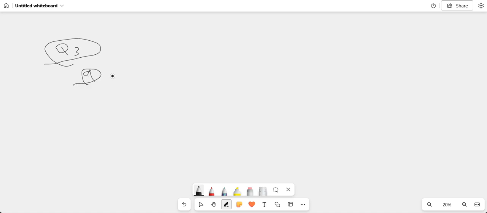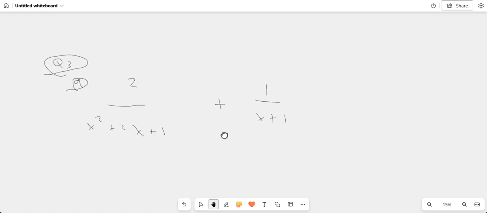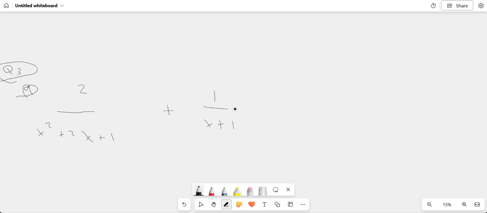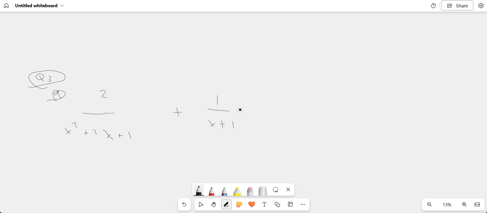Question 3a is saying 2 over x squared plus 2x plus 1 plus 1 over x plus 1, yeah? Okay, cool. So let's pattern that then. So how do you pattern this?